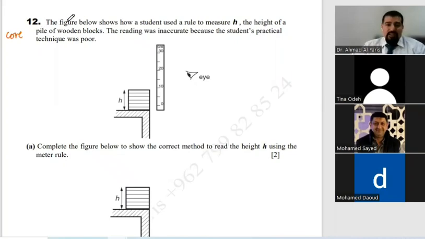Look here at what they ask. The figure below shows how a student used a ruler to measure the height h, the height of a pile of wooden blocks. We have 1, 2, 3, 4, 5, 6 wooden blocks, and they measure the height. The reading was inaccurate because the student's practical technique was poor.